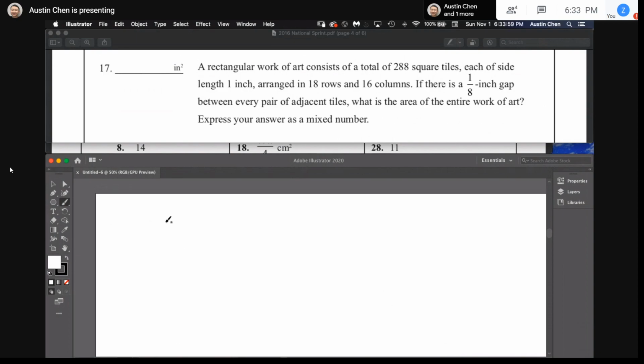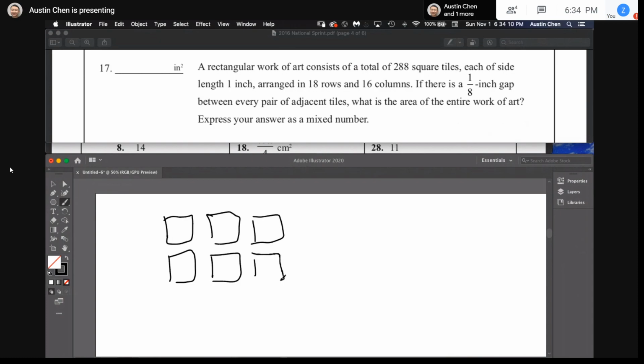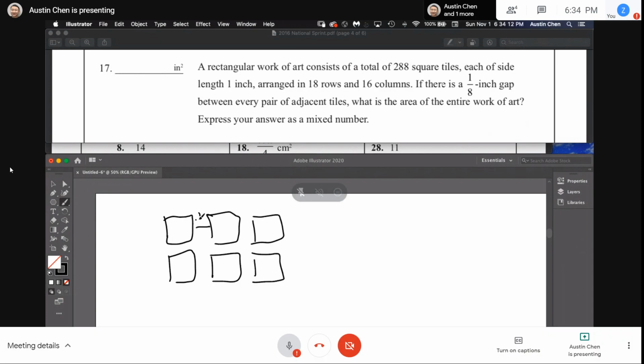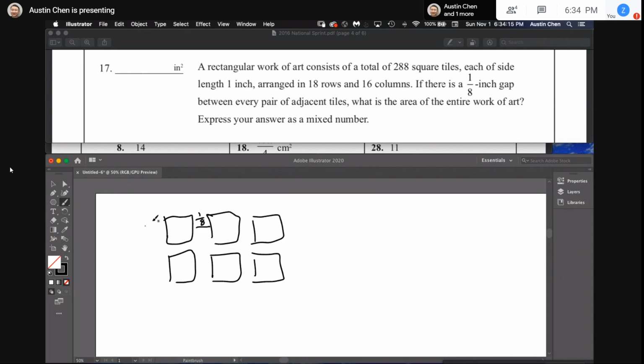All right, so what we have here is we have 1 inch tile squares, right? And they're arranged like this, and there are gaps between them, right? So each of these gaps are 1/8 inches long. And then there are 16 columns of tiles, and there are 18 rows of square tiles. And we want to find what's the area of the entire work of art. So the entire work of art is going to be a rectangle. So you can just find the lengths of the sides of the rectangle. So what is that going to be?